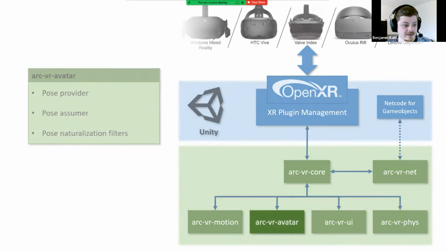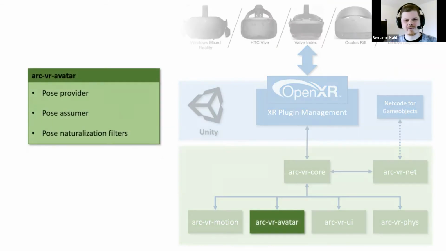Moving on, there's the avatar package. You saw this in the video of this melon game. You can represent a player through a humanoid 3D model in the virtual world, and this is what this package does. It's divided into a pose provider and a pose assumer.